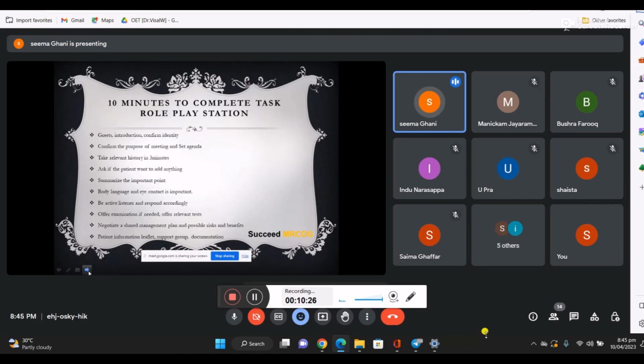So in 10 minutes to complete the task of the role play station, it's very important how you introduce yourself. You have to confirm the identity, confirm the purpose of the meeting, and then set your agenda, take relevant history within 3 minutes, and ask the patient at the end if there is anything they want to add. Then if you have time, you can summarize, otherwise there's no need.